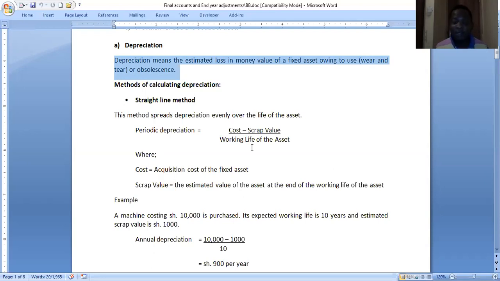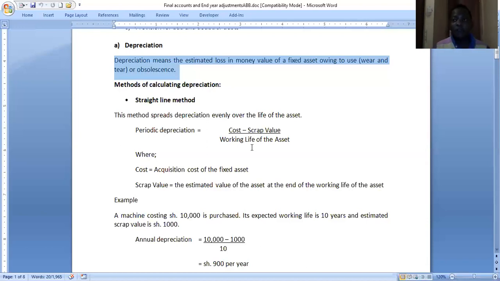So for instance, that chair that you're seated on there, I don't want to judge maybe how your house is like, but I believe that if it's not new, you cannot sell it at the price at which you acquired it. You cannot sell it at the same price at which you bought it when it was new. So the price of a fixed asset declines in value over time. This is referred to as depreciation. So depreciation is a common item that is given when preparing the final accounts.